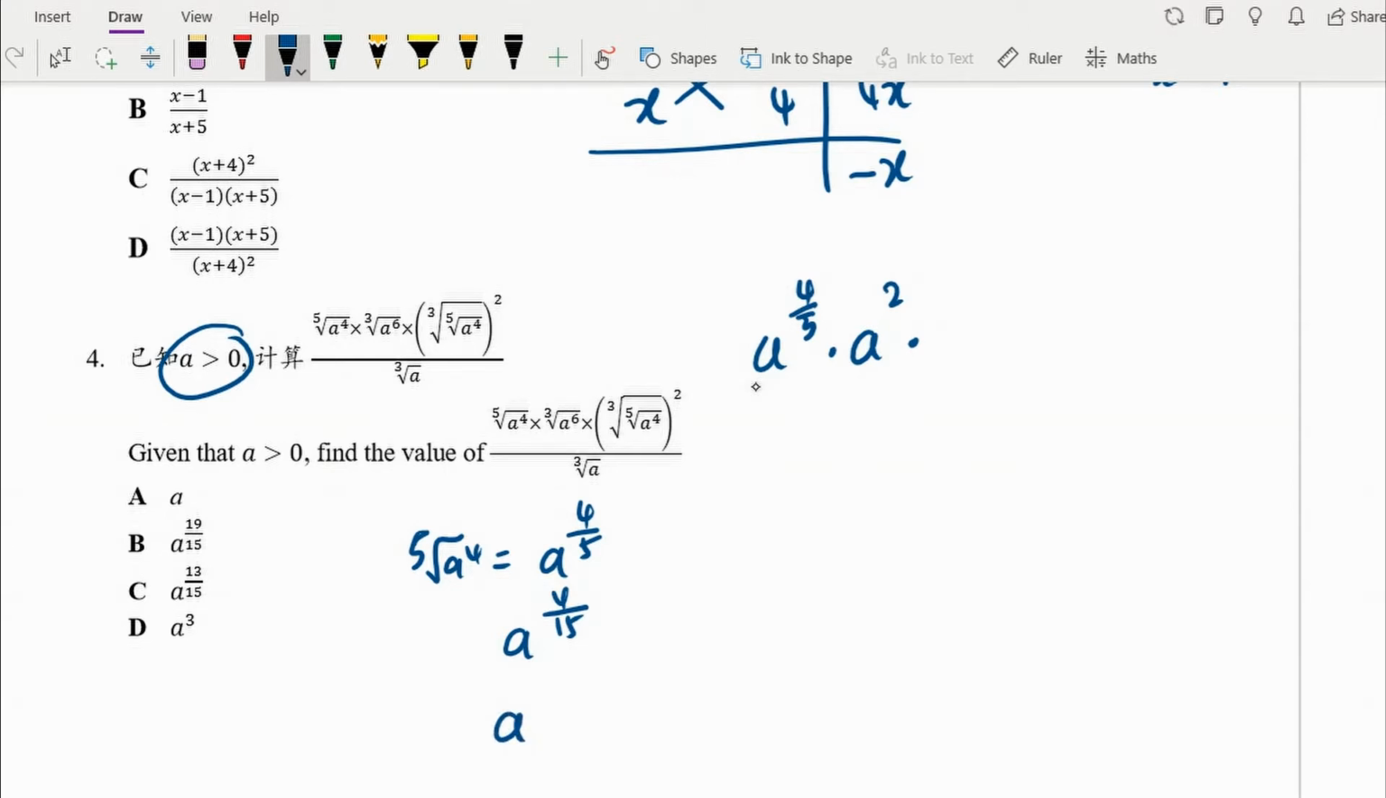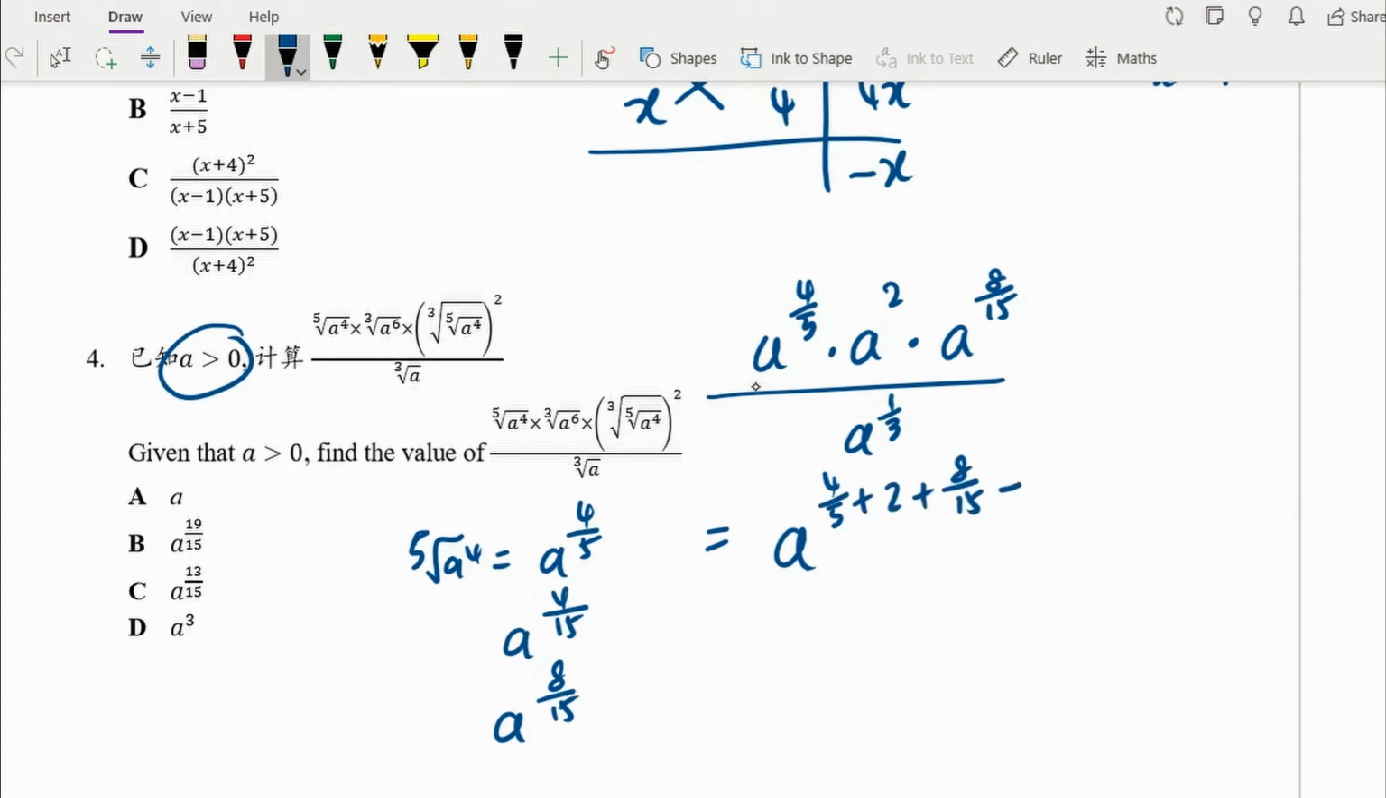multiply, right? a to the 4 over 15, times a to the 4 over 15, and we know that we just have to add these together later. And on the bottom, we just have a to the 1/3. So the answer should be a to the 4 over 5 plus 2 plus 4 over 15 minus 1/3. And you should get the answer.